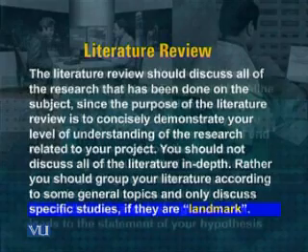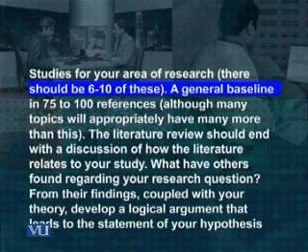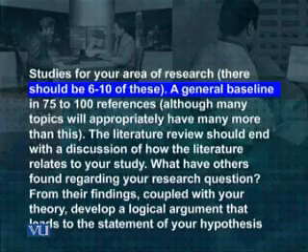So in literature review, studies for your areas of research, you have to mention at least 6 to 10 of these studies. You begin with the main relevant information in this chapter, and you gradually take this review to the question, to the main hypothesis of your study. So in the end of your literature review, you try to prove how your main hypothesis is related to this literature review.